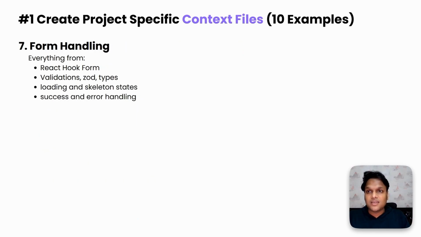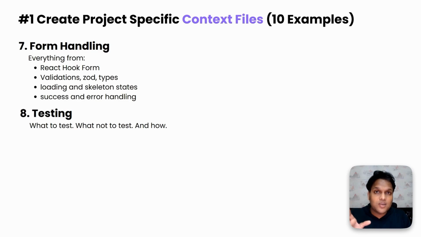Next, you can have form handling context files. For example, when you're creating any form, whether you are using React Hook Form or a different library, how you're handling the validations, your loading and skeleton states, your success and error handling. Many things normally go missed in most general apps I see. But this is important in large scale production applications.